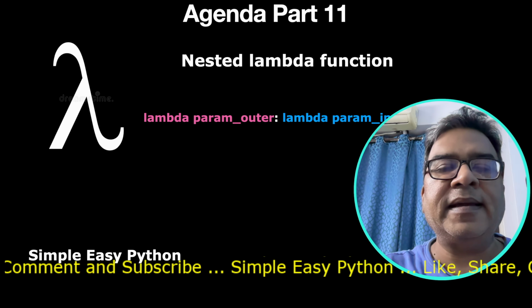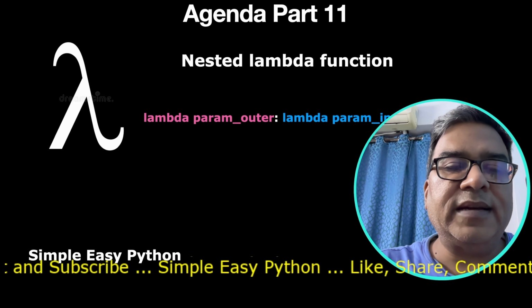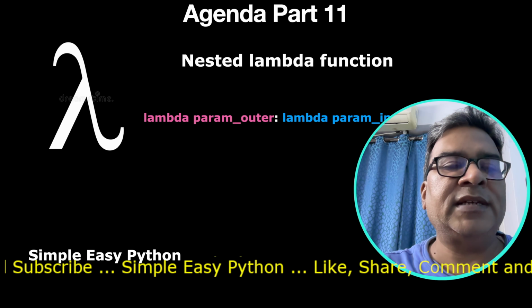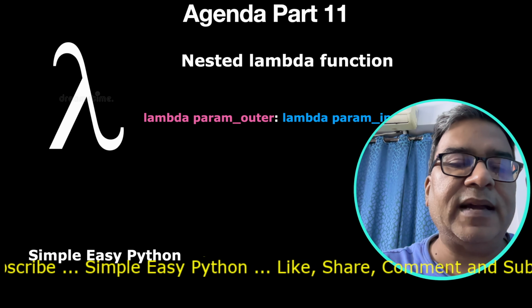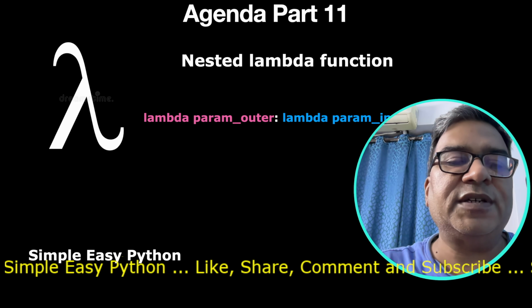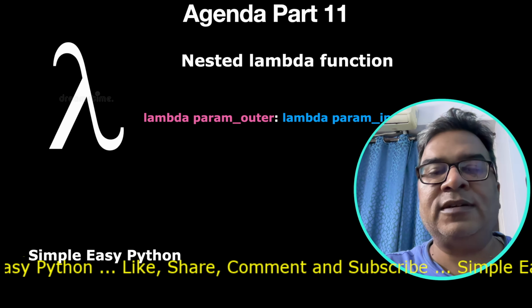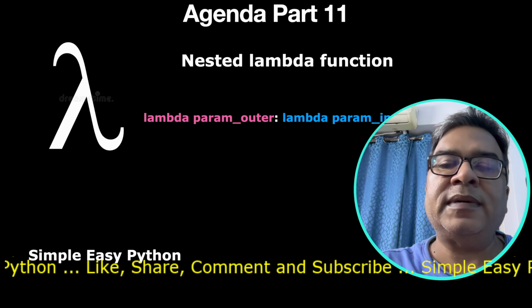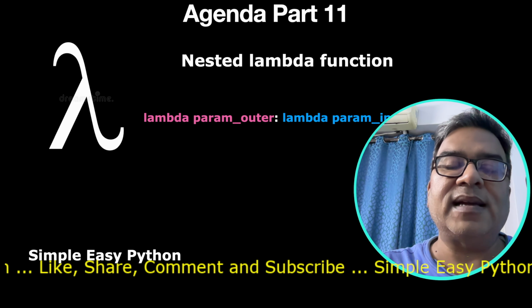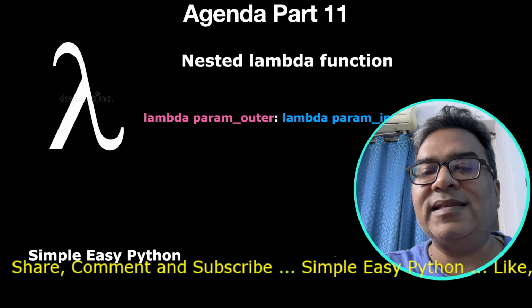And here is the syntax. Lambda function outer, which is written in the pink. Just for clarity, I have written lambda param_outer, although we are going to start the lambda function with the lambda keyword. Again, in the blue you have lambda param_inner. Both of these are separated by a colon, and then again separated by a colon, in green is the expression.